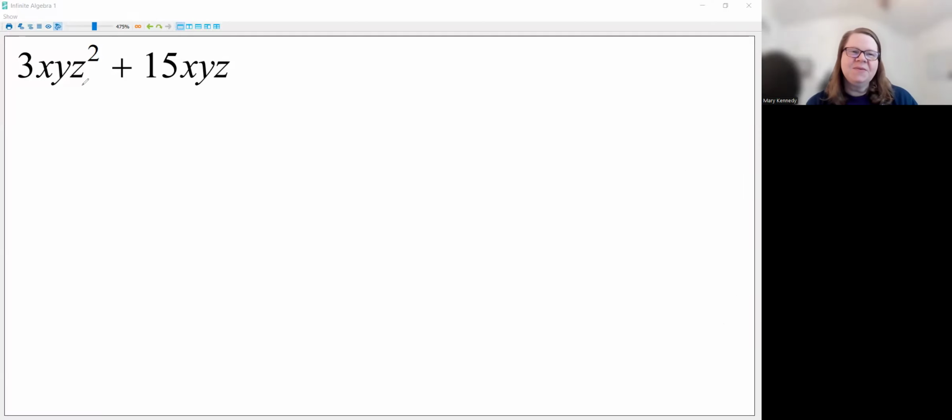Take a look at factoring this one. We have the numbers 3 and 15. And essentially, when you have two numbers, you always want to check and see, will the bigger number divide by the smaller one? Yeah, 15 divided by 3 is 5, right? 3 times 5 is 15.